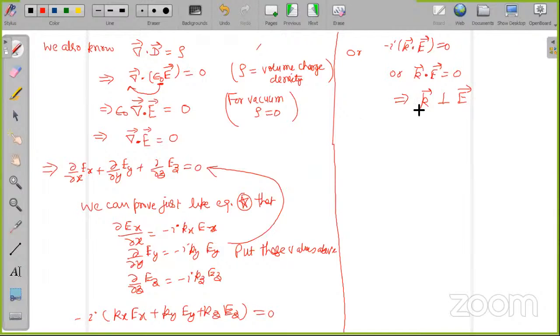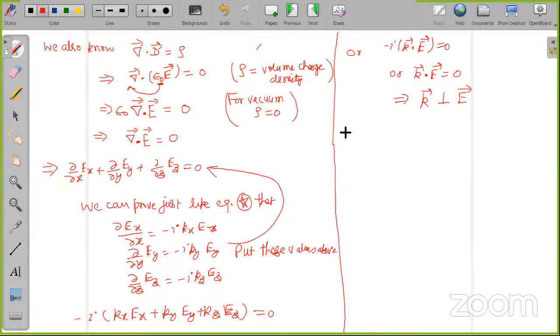So I have proved two things. What is the first thing? That electric field is perpendicular to propagation. Then second, magnetic field is also perpendicular to propagation. Is it okay? Yes, sir. Now we need to prove that electric and magnetic field both are perpendicular to each other. We have to prove this.